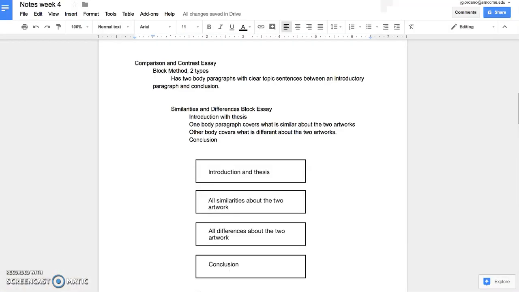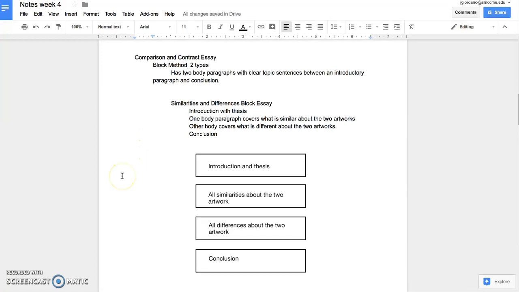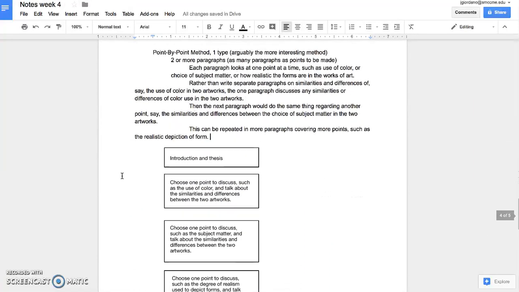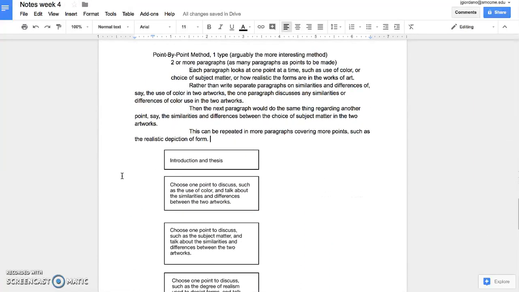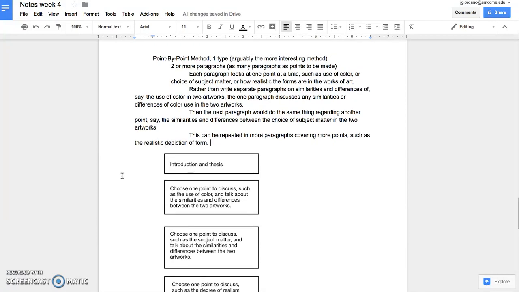So when we write about this, I've taken this little video and I've broken it down this way. Basically what the video says is that when you write a comparison and contrast essay, there are two ways to do this. One is called a block method, and the other is a point-by-point method. We're actually going to focus on the point-by-point method, but I want to take you very briefly through the other one. And in doing so, I hope that shows why the point-by-point method is a better way of going about it.